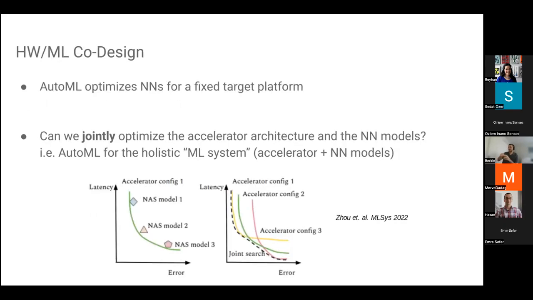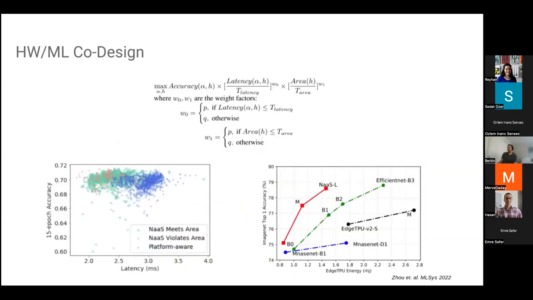I just wanted to mention another direction, which is also one of our recent works, where we are trying to optimize the overall ML system, not only the neural network, but the hardware accelerator as well. I think this is very well in line with Amir's talk. What this work is doing is completely changing not only the hardware architecture, but the neural network architecture at the same time, a joint optimization. Again, I just wanted to highlight some interesting results from that work.